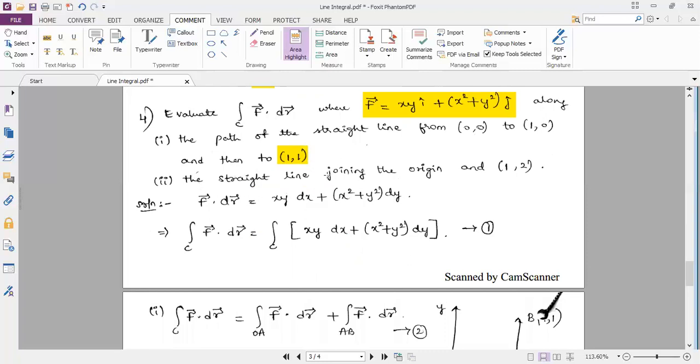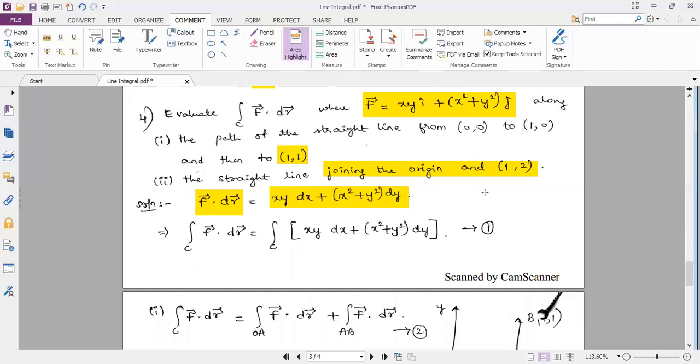The second subcase says that you have to also obtain the integral over C of F dot dr for the straight line joining the origin and 1, 2. So first let us obtain F dot dr. Given F is xy i plus x square plus y square j plus 0k, and dr stands for dx i plus dy j plus dz k. Operating the dot product between these two, we get F dot dr is equal to xy dx plus x square plus y square dy plus 0 dz.